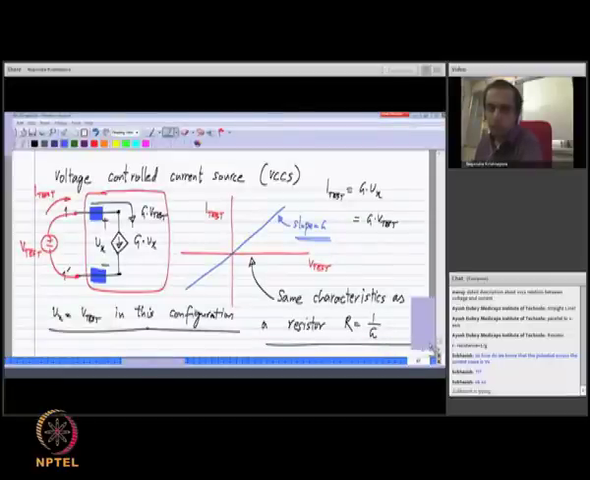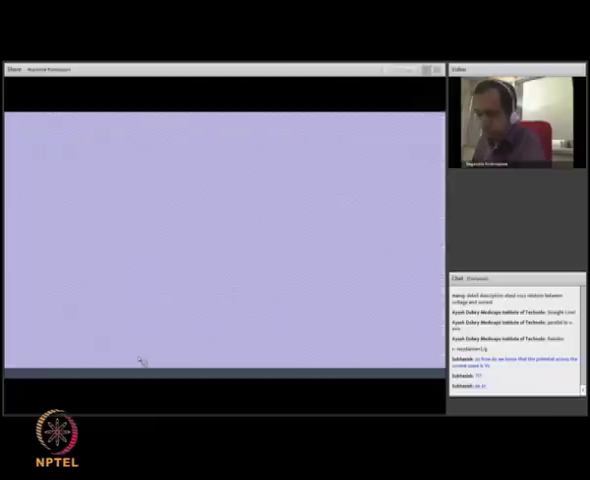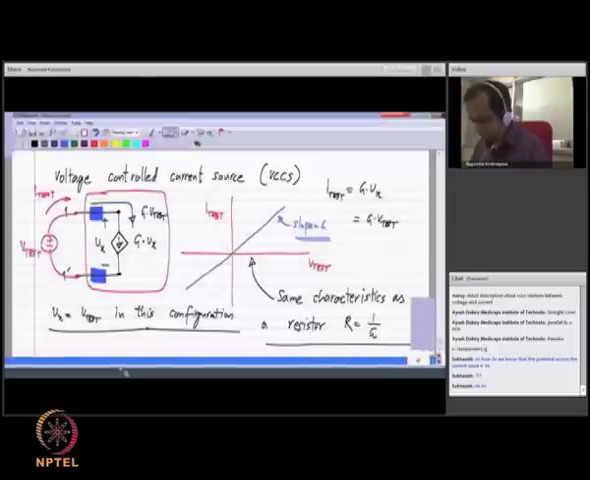There is a question from Vasu. Please go ahead. Like I was saying, you cannot figure out what is inside a black box. That is the meaning of the black box. What you can say is that the terminal characteristics, that is the characteristics looking in from the two terminals 1, 1 prime, will be like something. In this particular configuration, it looks like a resistor. Any other questions about this?